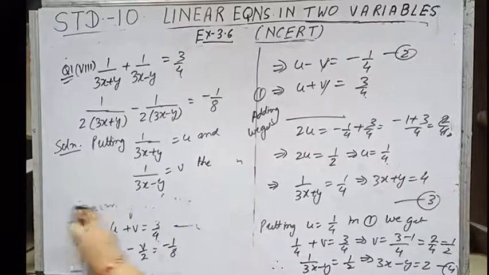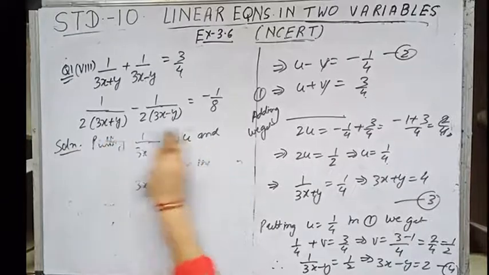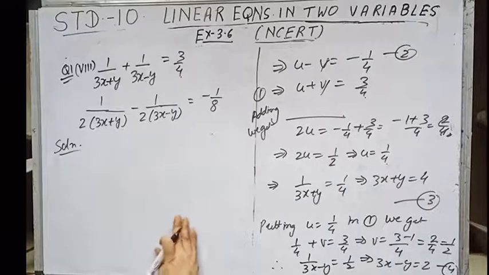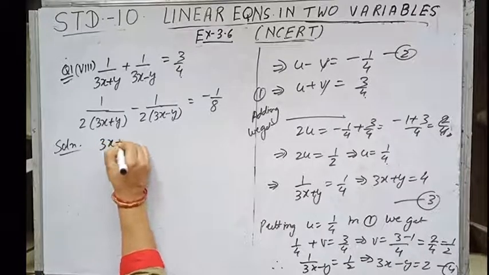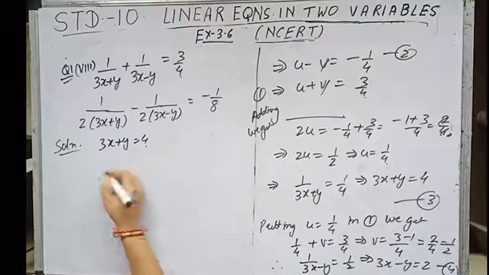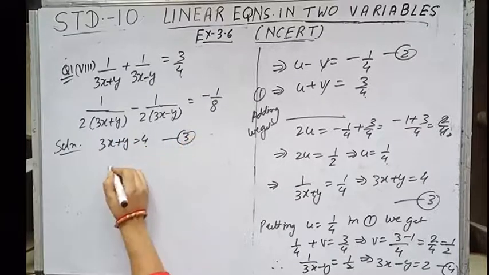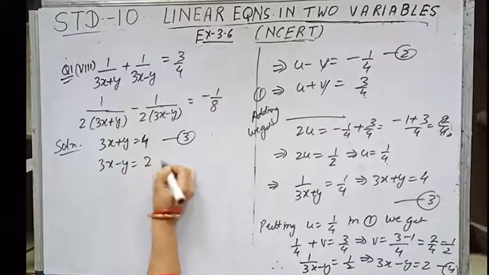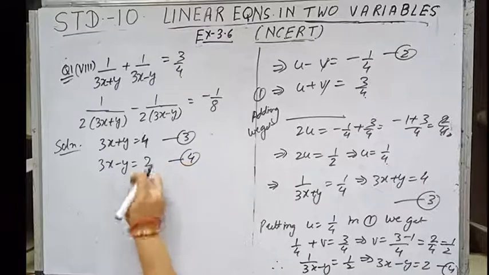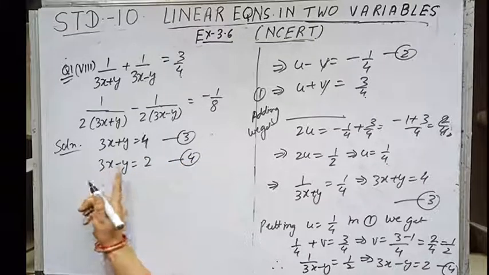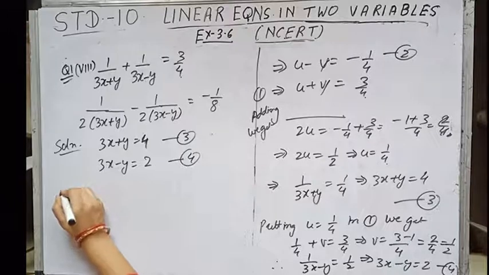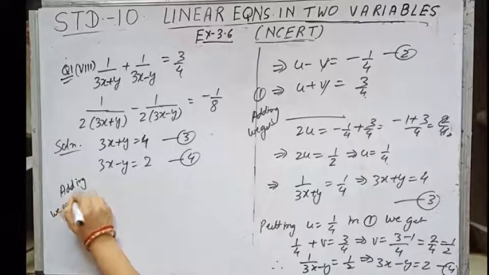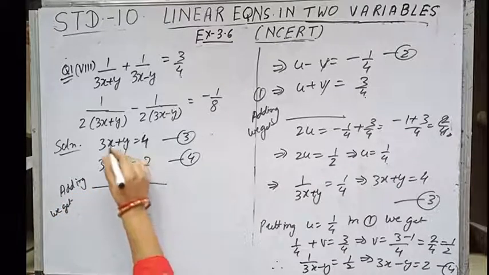Now let us solve it. So what we got: 3x plus y equals 4, this was equation number 3, and equation number 4 was 3x minus y equals 2. The y coefficient and x coefficient are the same, so either we can add or subtract. So adding, we get, these two will be cancelled.